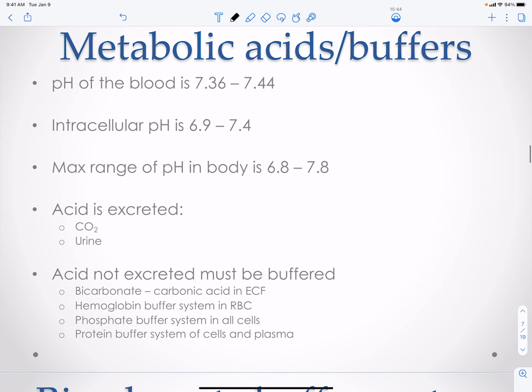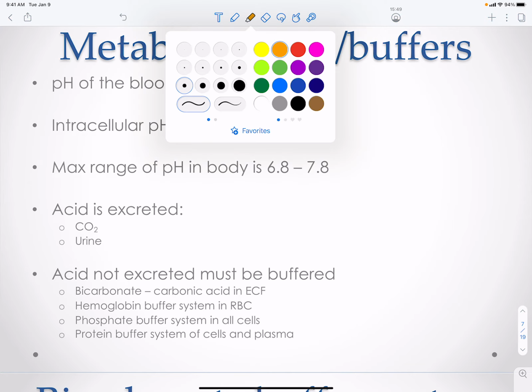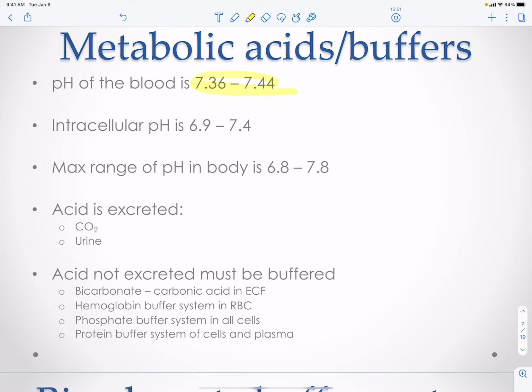Okay, so let's talk a little bit about metabolic acids and buffers. So again, we have some pHs that are important for the body. The blood pH is about 7.4. Intracellular pH is between 6.9 and 7.4. The maximum pH range inside of your body is 6.8 to 7.8. Acid is always going to be excreted. So we have CO2, which is going to be exhaled. You will have urine, which is going to be excreted. And then if you do have acids in your body that cannot be excreted, they have to be buffered.